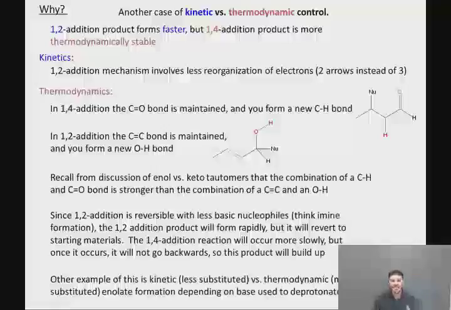Okay, so in this case, whether you get 1,2 addition or 1,4 addition depends on how strong of a nucleophile you have, whether it wants to give you the kinetic 1,2 addition product or the thermodynamic 1,4 addition product.